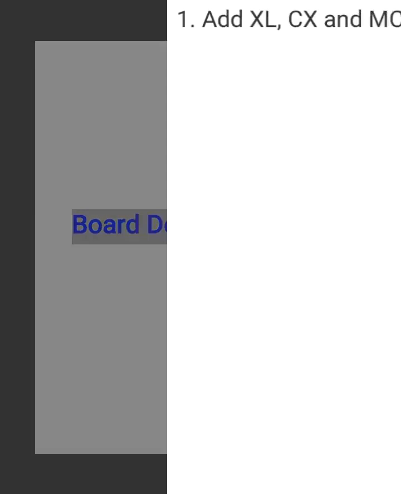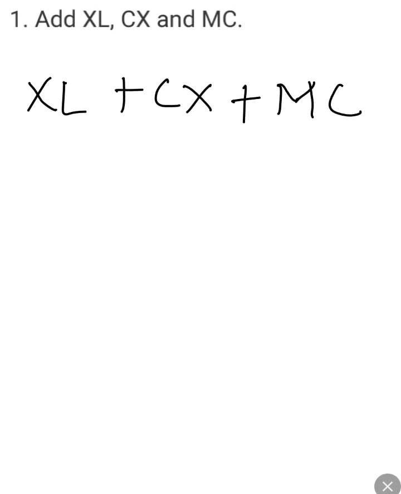Under the board demonstration, we have the first question: add XL, CX, and MC. So I'll write XL, plus CX, plus MC. That's what we are told to add.